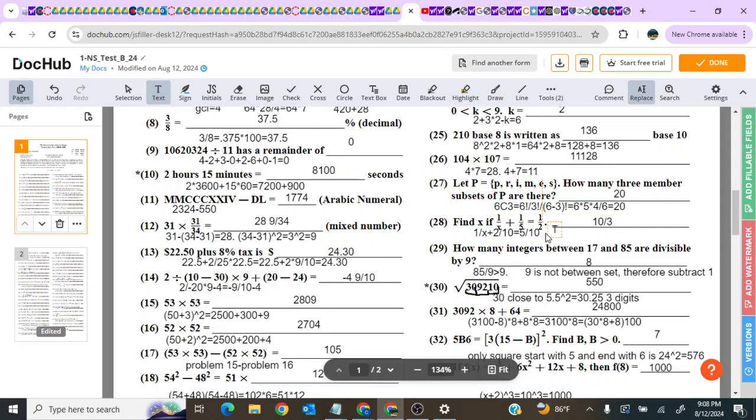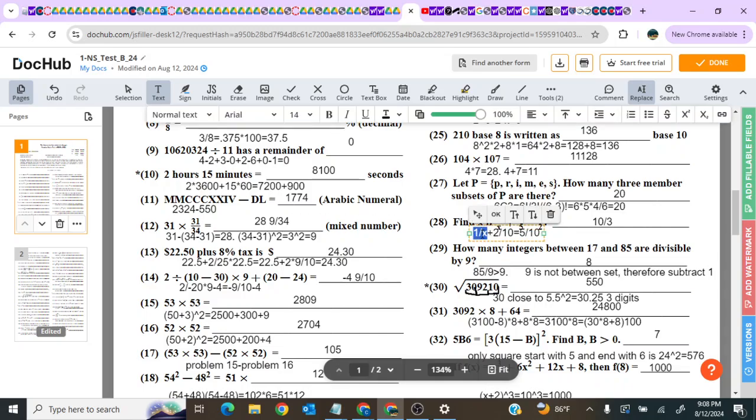Find x if 1 over x plus 1 over 5 is equal to 1 over 2. Well, put these into a common denominator. 1 over x plus 2 over 10 is equal to 5 over 10. So you need to convert this fraction here to 3 over 10, which can only happen when you're dividing by 10 over 3. So that's your x value.